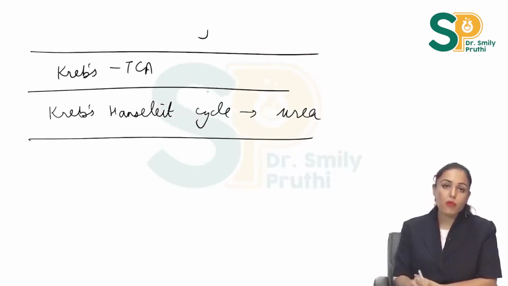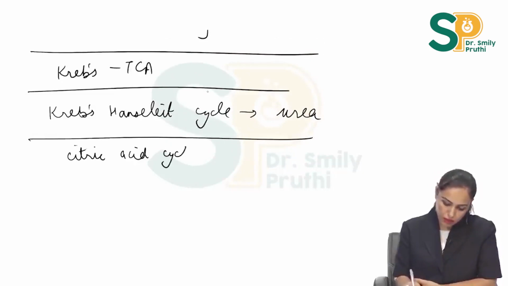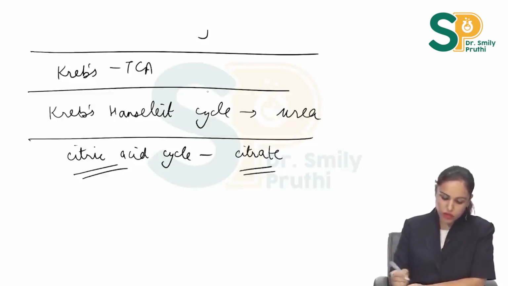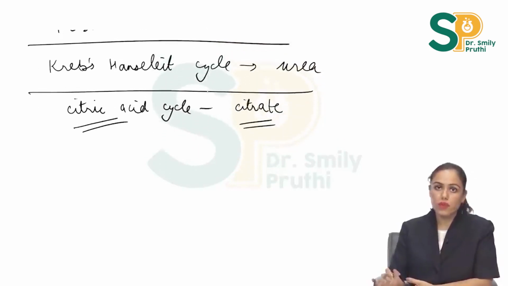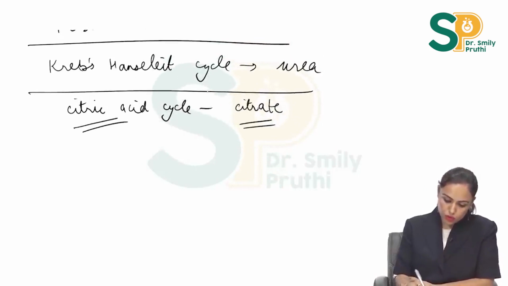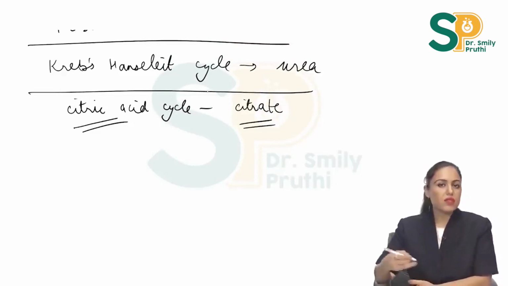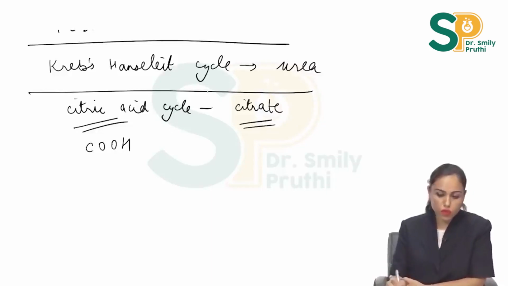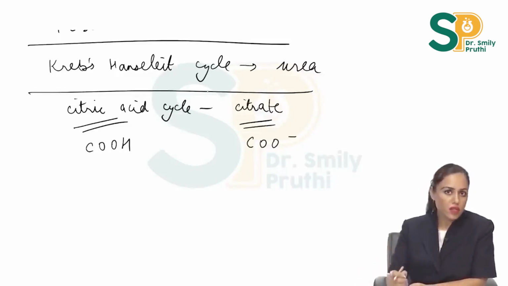Now, there's one more name of the TCA cycle, that is citric acid cycle, because the first compound formed in the citric acid cycle is citrate. That's why the name citric acid cycle. Now, what is the difference between citric acid and citrate? Citric acid has COOH, the acid group. Citrate means the ionized form, that is COO minus, right? In the body, everything is ionized. So, in the body, it is present as citrate, right?